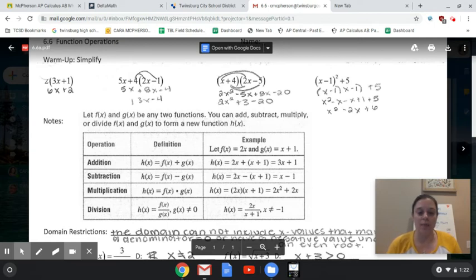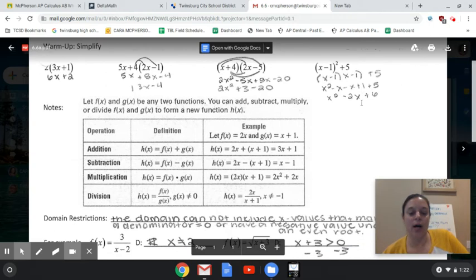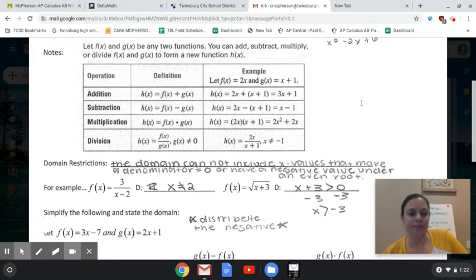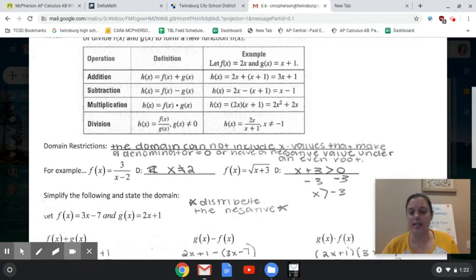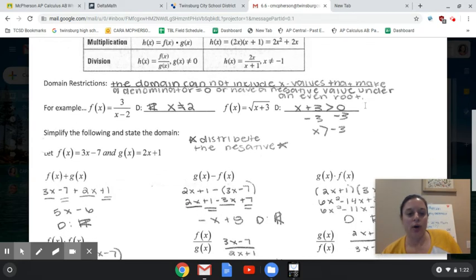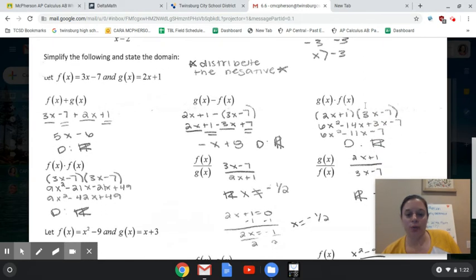So 6.6, we talked about the four basic operations of polynomials, and we started with adding. I'm not going to talk about domain restrictions. We did that together, but that's something that I'm not going to put on the Delta Math assignment. So I'm going to go straight to the ones where you actually had to work through your operations. So addition was the easiest.